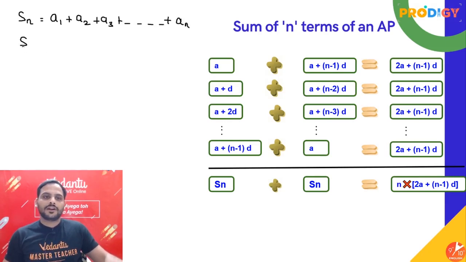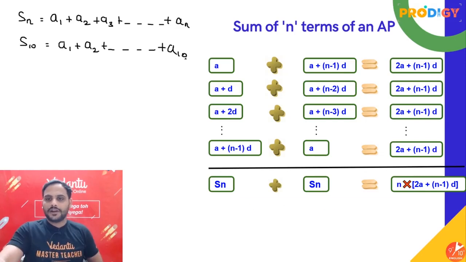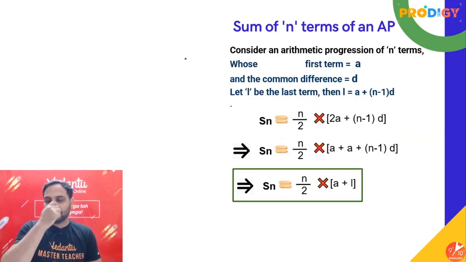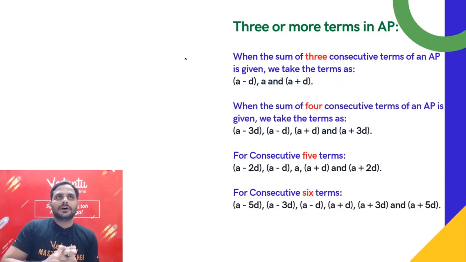Suppose I want to find the sum of 10 terms. I'll always start from the first term and go up to the 10th term. You can never start in the middle. S means starting from the first term till the nth term.